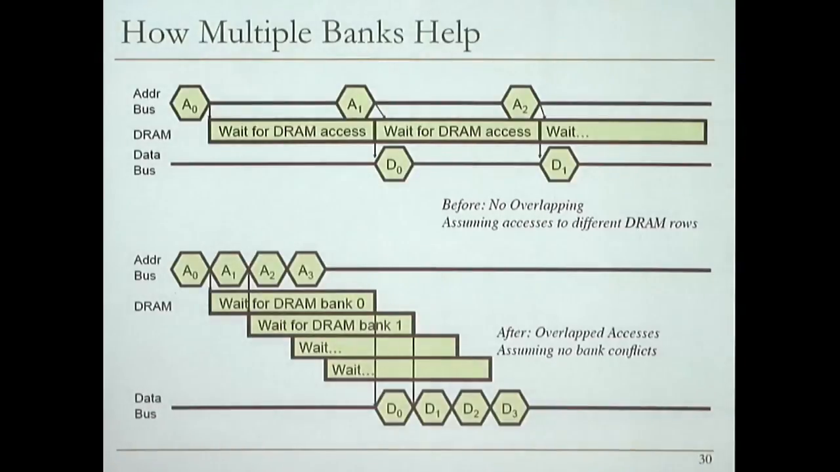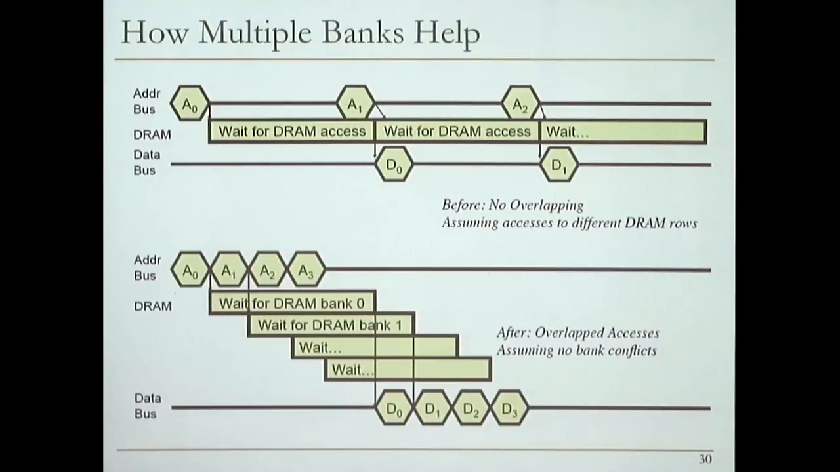So this is a very quick example of how multiple banks can help. Basically, you have the address bus and you have the data bus. And if you have a single bank or if you have bank conflicts, this is what you get, basically. You give the address, and you wait for the access, and you get the data. And then you can start the next access while you're getting the data from the previous access. So this is what happens when you have a bank conflict or a single bank.